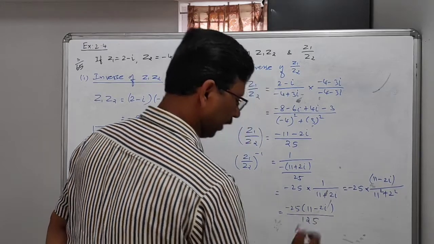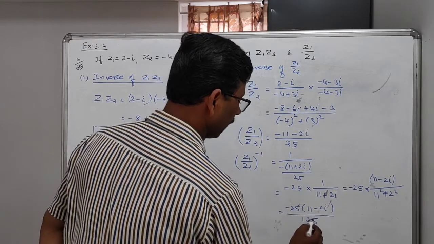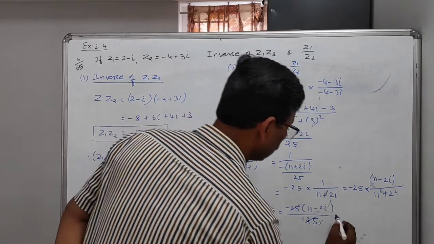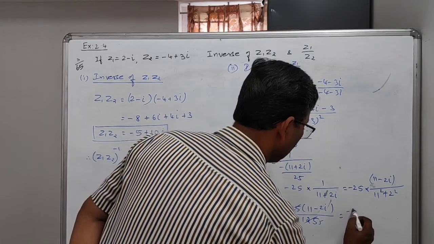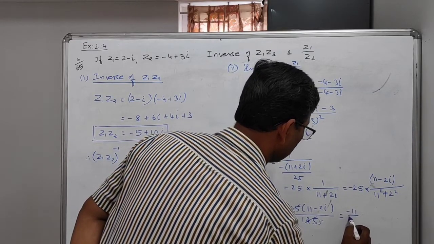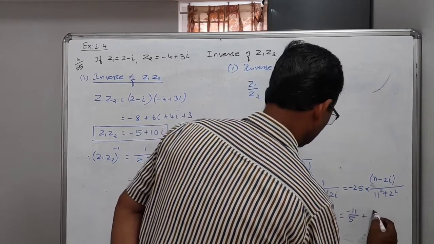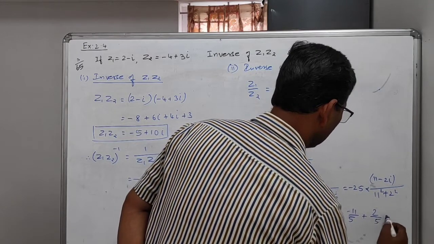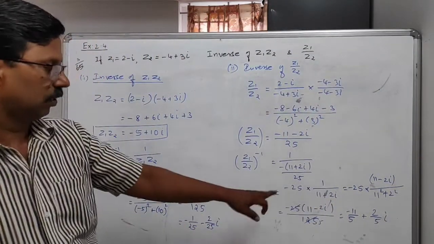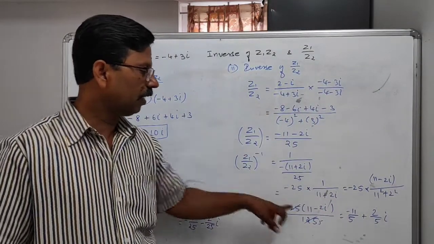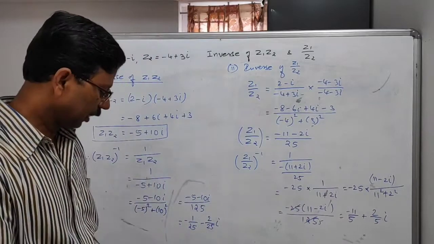Now these two can be cancelled. If you cancel, 25 goes into 125 five times. Therefore this will be equal to minus 11 by 5, then minus into minus, plus 2 by 5 i. This is the inverse of z1 by z2. That's all. Let us see the next problem.